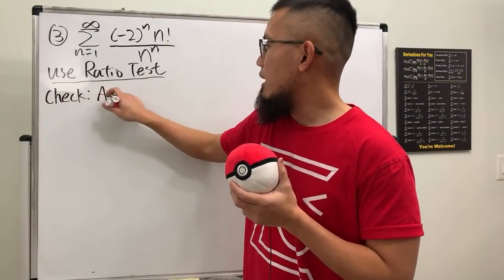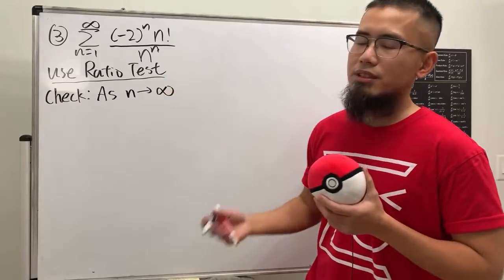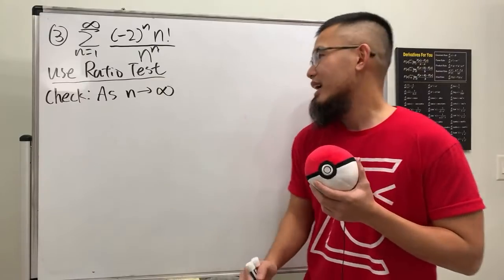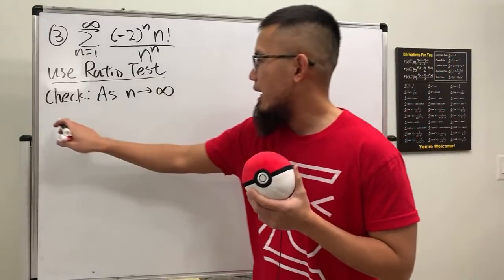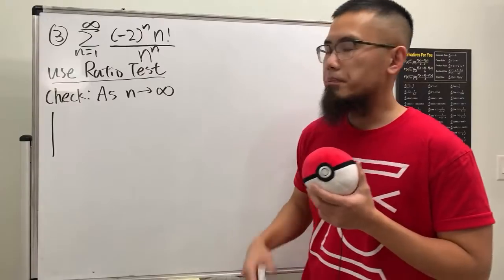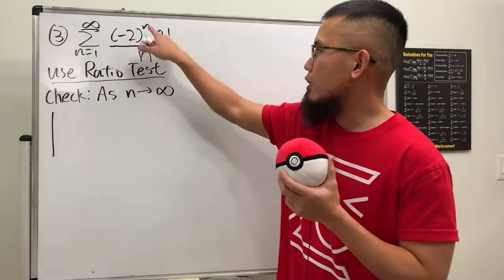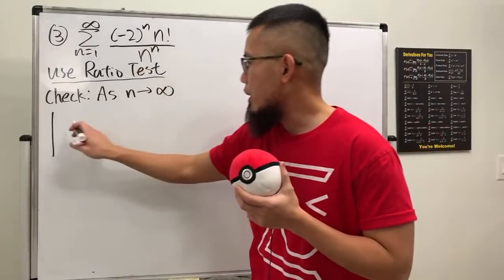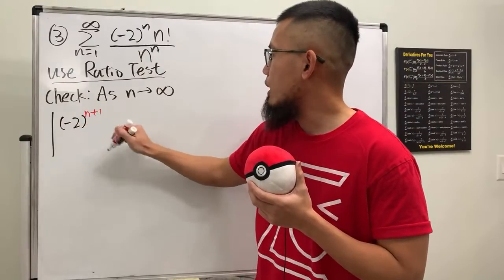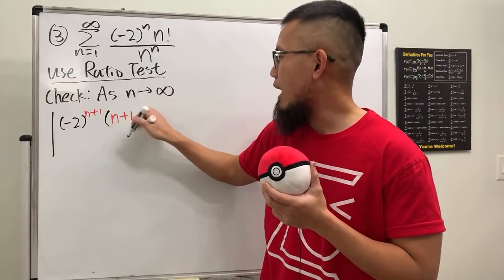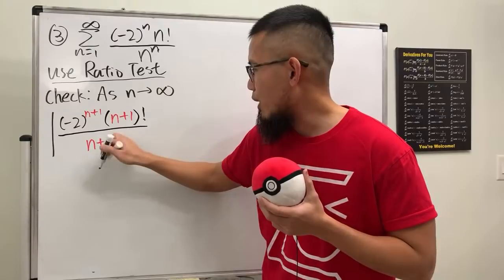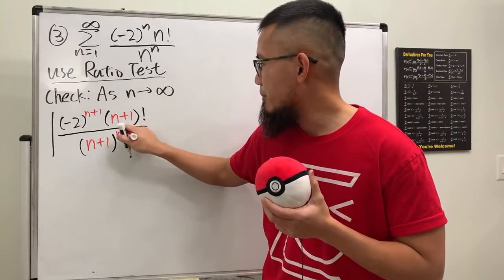We check as n goes to infinity, and this is just the easier way to do the limit. That way we don't have to write down LIM, right? We check the limit as n goes to infinity, and we have now the absolute value. Go ahead and put this down right here, but you have to do n plus 1, right? So replace all the n with n plus 1. So here we go, we will have -2 raised to the n plus 1, and then times n plus 1 factorial, and then divided by n plus 1 to the n plus 1.